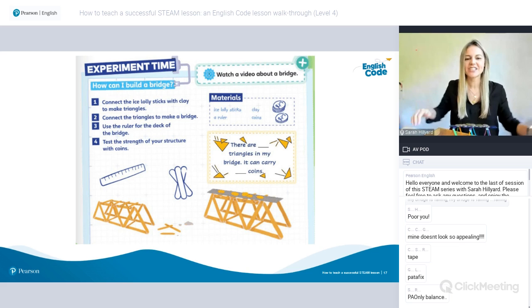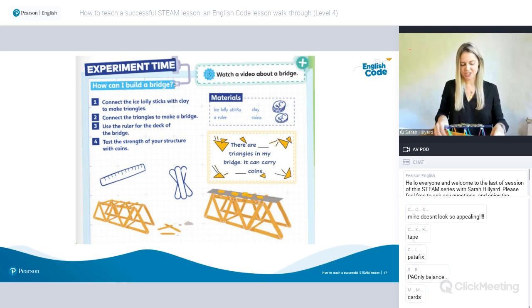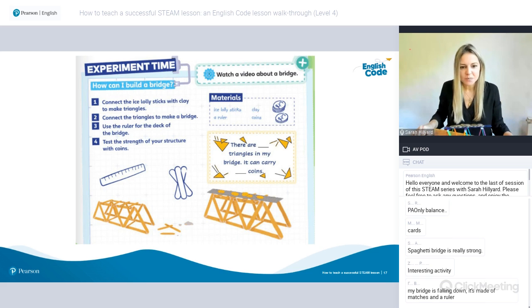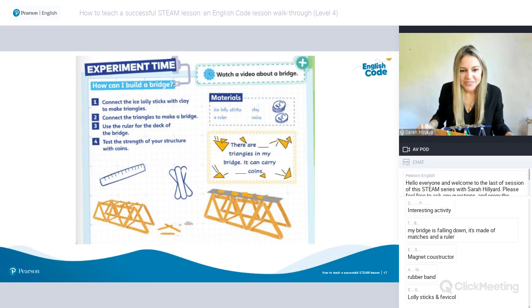Lovely. I did cheat, so it's not really fair to have such a colorful bridge as mine, really. Spaghetti bridge is really strong. Lovely. Did you make a spaghetti bridge? Your bridge is falling down. It's made of matches and a ruler. What are you using to connect the matches? You're using rubber bands, Agatha?